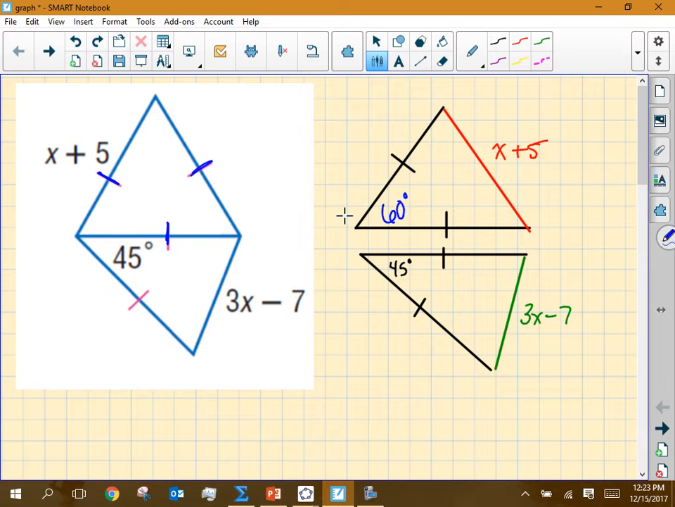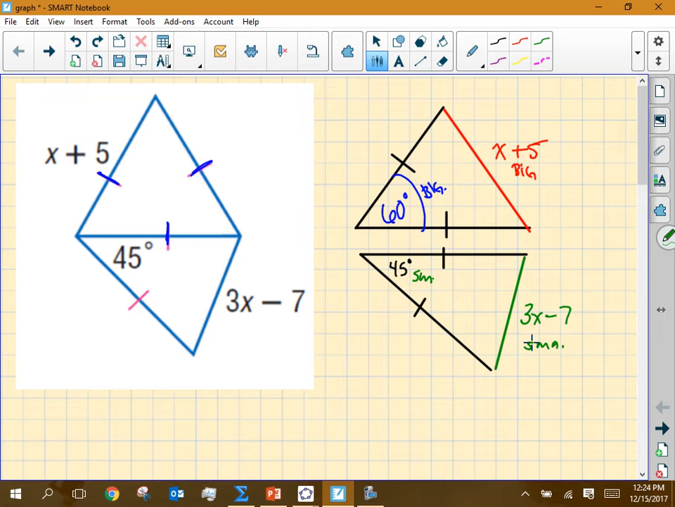Now the question is, which angle is bigger? Which angle is bigger up there? The top one. Well, it's 60, right? Really hoping that wasn't a hard question. So this is a bigger angle than 45, correct? So if that's the bigger angle, which side is bigger, x plus 5 or 3x minus 7? x plus 5. So this is the bigger one. This is the smaller angle, so this is the smaller side.